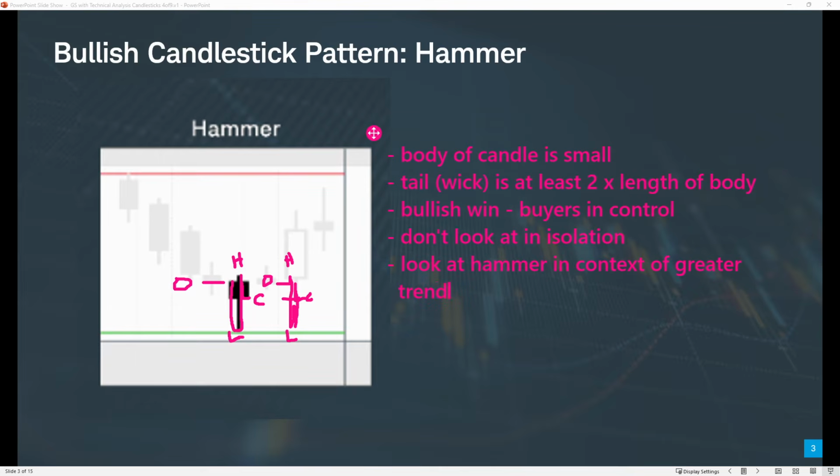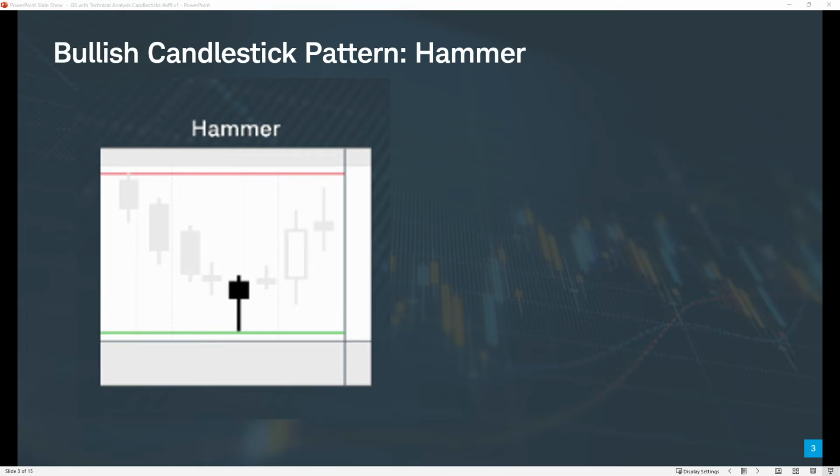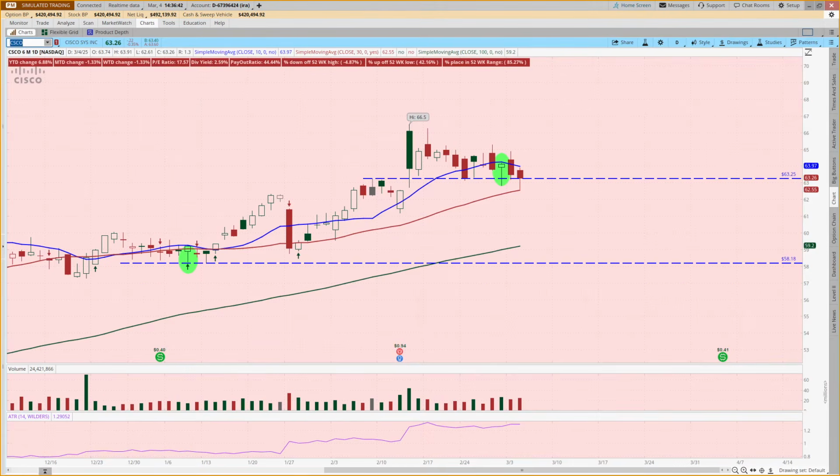Okay, so that is our hammer and how it's created, and here's a little bit of how we want to look at it. Now let's go out and look at a couple of charts so that we can see these candle patterns happening in the wild, so to speak. So we have Cisco, which has been uptrending. We can see that by the longer term line here, the 100-day line. And we have this period of consolidation happening. And then we get this candle pattern where we have small body, long wick. And we have another hammer actually happening here.